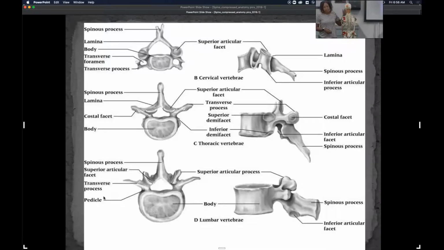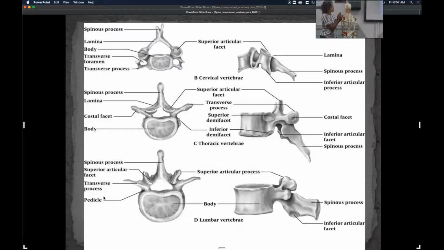And then last but definitely not least, two of the things that we have to talk about before going into injuries are the different shapes of the spinal bodies across the segments, and then the disc. So let's go ahead and start with the different shapes.